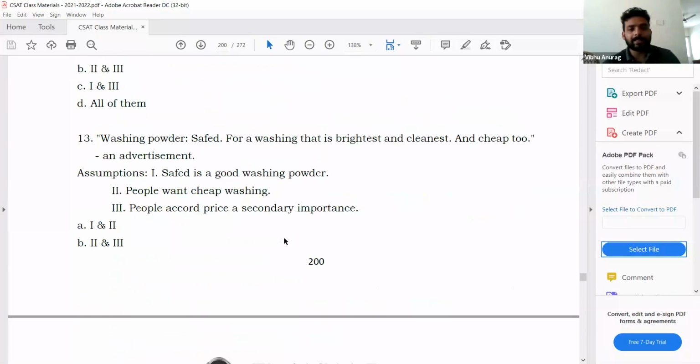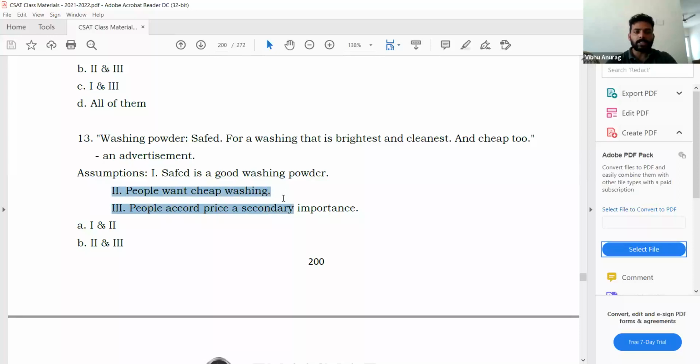Then the 13th one, washing powder Safed, for a washing that is brightest and cleanest and cheap too. This is an advertisement. So assumptions made by the advertiser. Number 1, Safed is a good washing powder. Yes, because the ad is saying for a washing that is brightest and cleanest. So yes, they believe that Safed is a good washing powder.